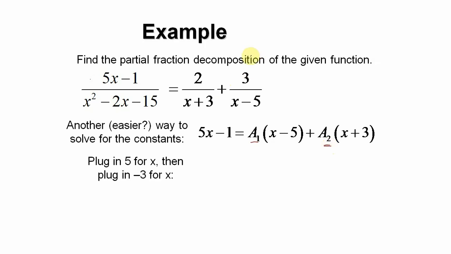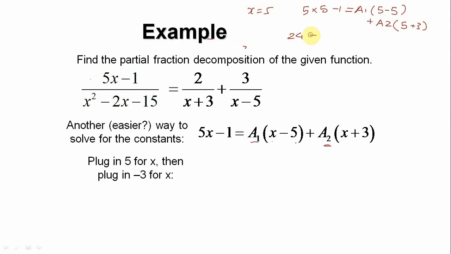What I'll do is, I'll put x is equal to 5. If I put x is equal to 5, this will become 0. So this becomes 5 multiplied by 5 minus 1 is equal to a1 into 5 minus 5 plus a2 into 5 plus 3. So the equation reduces to 24 is equal to 8a2.